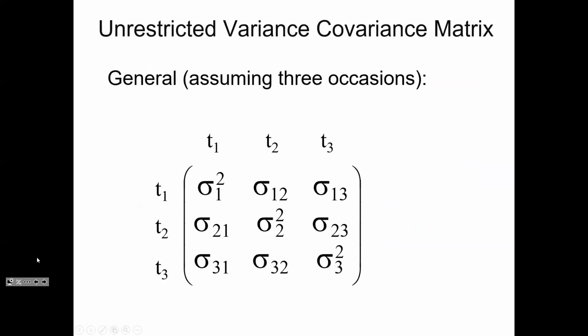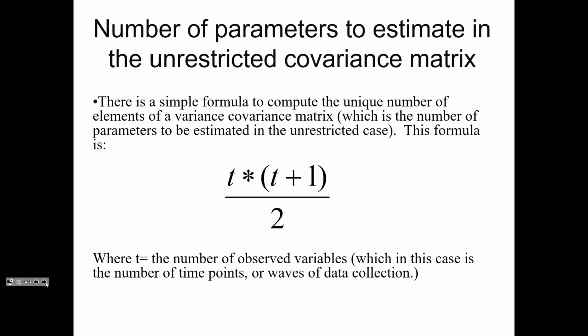Very, very unrestricted, but it doesn't really allow us to say anything very interesting about, like, are people randomly varying in terms of their slopes? Are they randomly varying in terms of their intercepts? What we're just saying is, we're going to estimate all of these elements all separately.